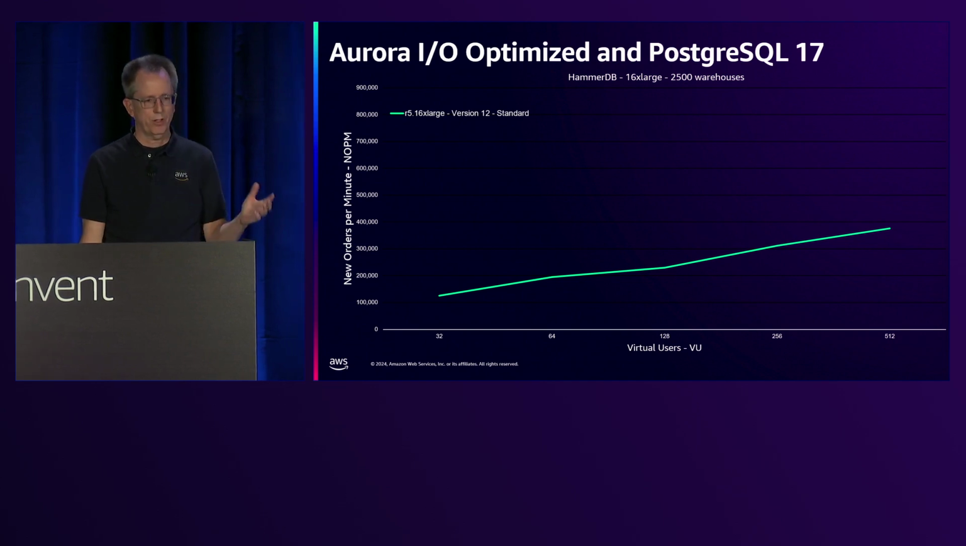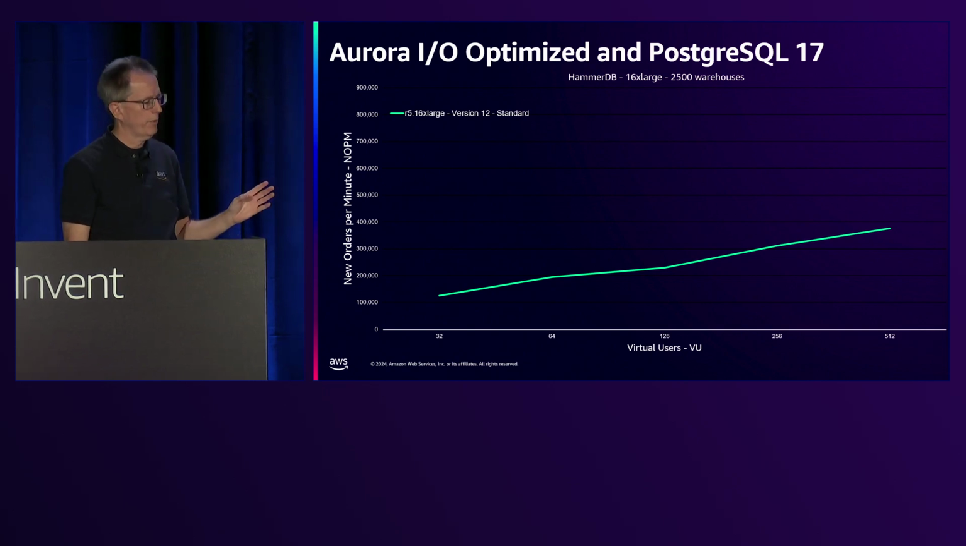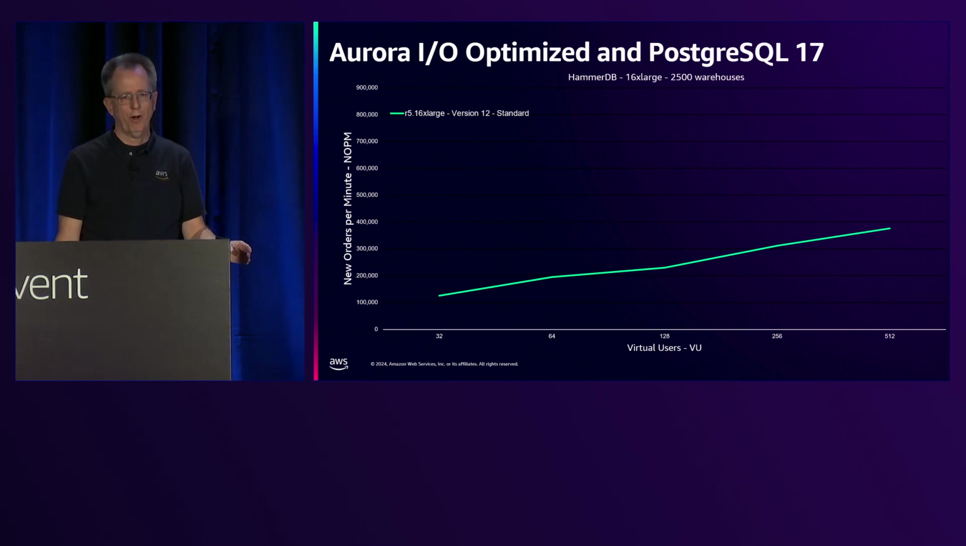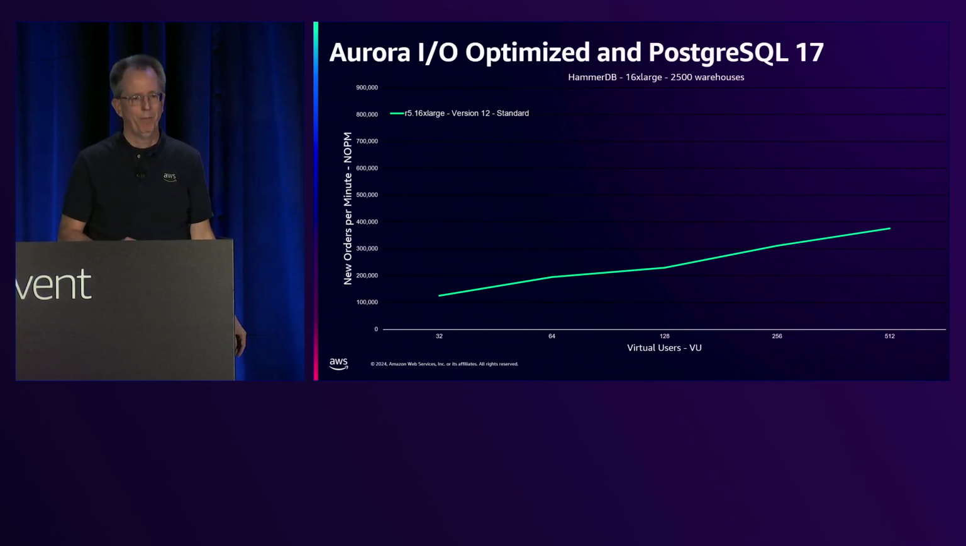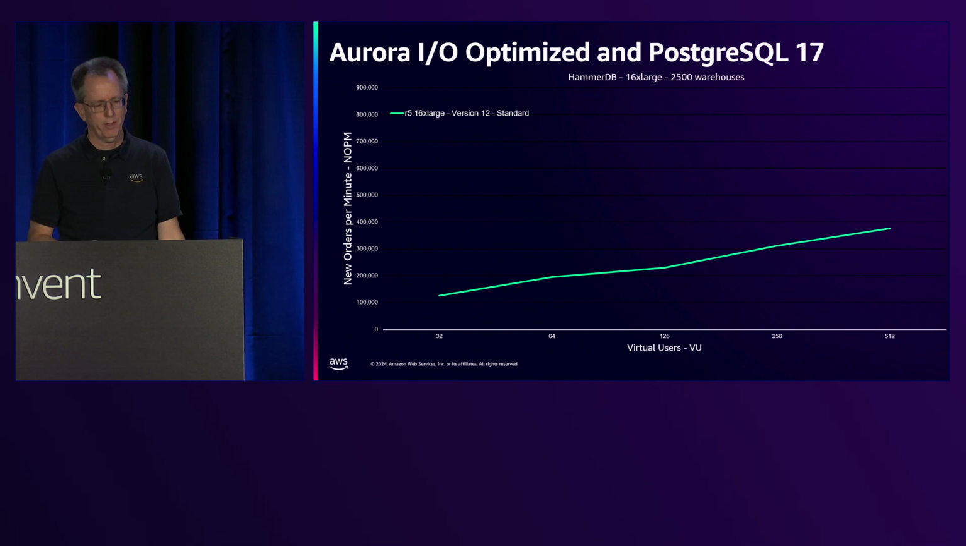These latest changes that I talked about with Postgres 17 with the durable queue, I want to demonstrate the performance. So this is HammerDB, new orders per minute on the vertical axis, higher is better. These are all 16 extra larges, but there's some generational difference. The first one in green is an R5, so an older generation. This is running version 12, so a going-away version of Postgres, and it's the standard I/O setup. So that's the curve we get. Not bad, we're still scaling, right?